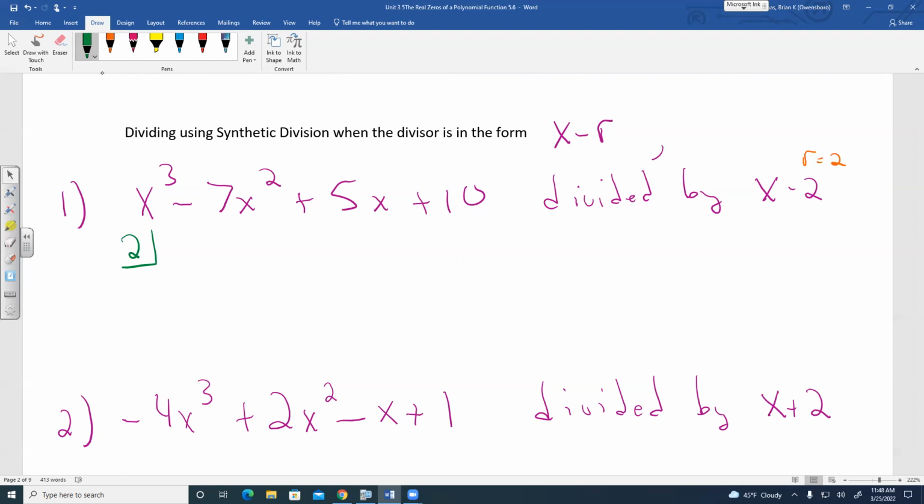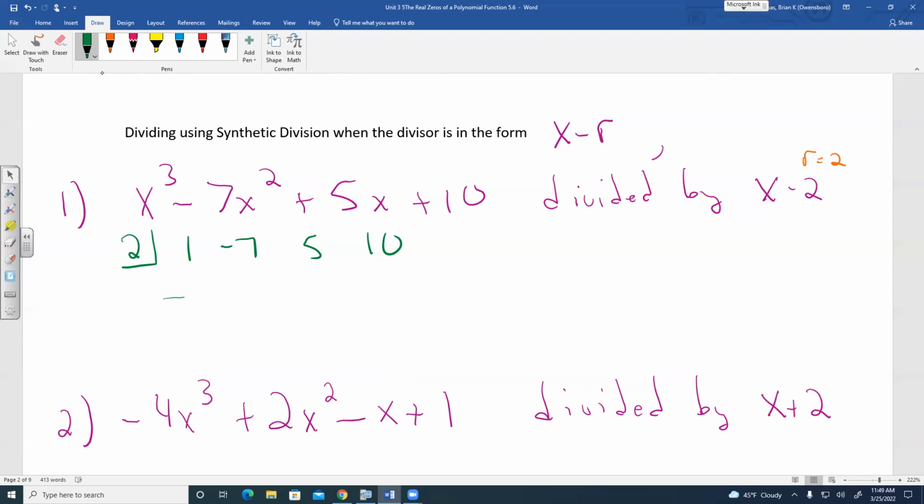And then we run the polynomial across here. But we only write the coefficients down, and they have to go from highest degree to lowest degree. So 3, 2, 1, 0. So all the terms are there. If there's a term missing, we have to put 0 as a placeholder. So we have a 1, a -7, a 5, and a 10. So we write down the coefficients and the constant.